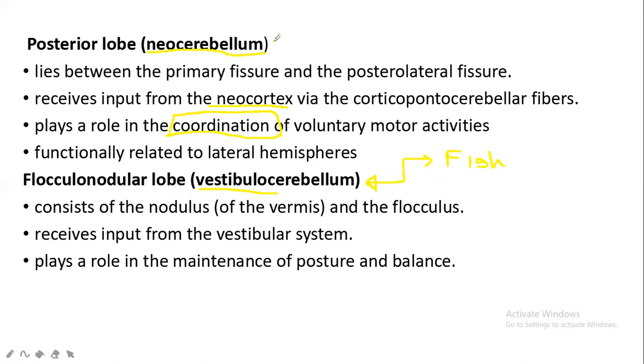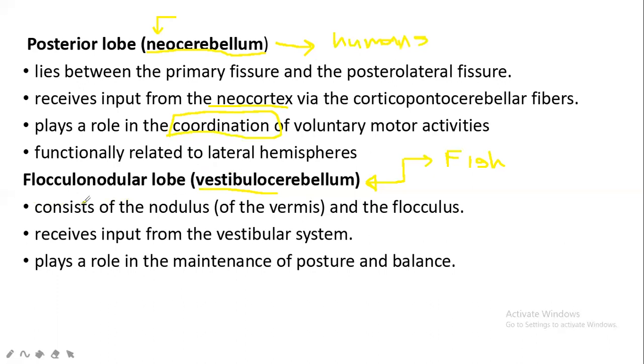And this one is then appreciated in higher animals, actually, right? Like humans. So we actually see it within mammals. So that's the posterior lobe, or the neocerebellum. It's the new form of the cerebellum. This is the old form that we can also call the archicerebellum.